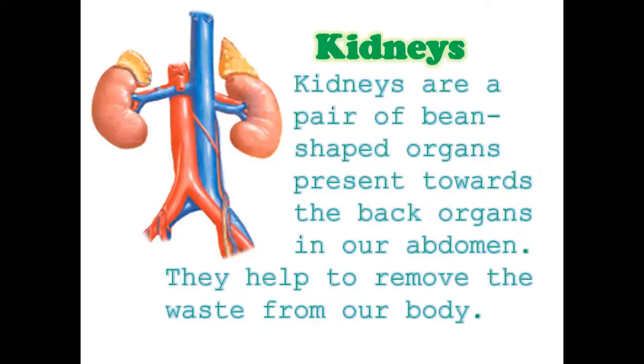Kidneys. Kidneys are a pair of bean-shaped organs present towards the back in our abdomen. They help to remove the waste from our body. Do you know how a kidney looks? Ask your mummy to show you rajma beans. Look at the rajma beans, our kidney looks just like it.